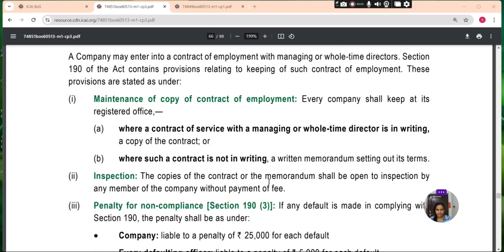This provision as stated as under: maintenance of a copy of contract of employment. Every company shall keep at its registered office where a contract of service with the managing or whole time director is in writing a copy of the contract, or where such a contract is not in writing, अगर जो contract है that the same is not in writing, a written memorandum setting out its term. Inspection: the copy of the contract or the memorandum shall be open to inspection by any member of the company without the payment of fee.